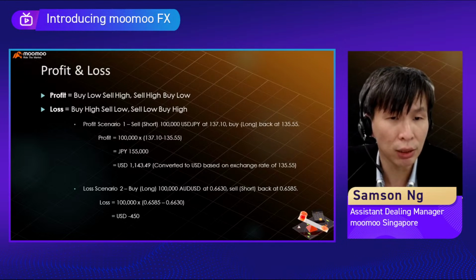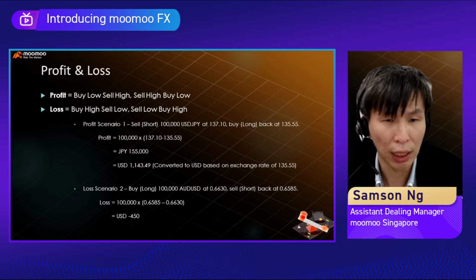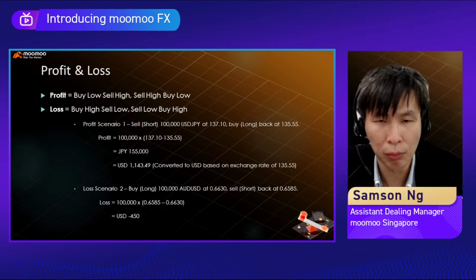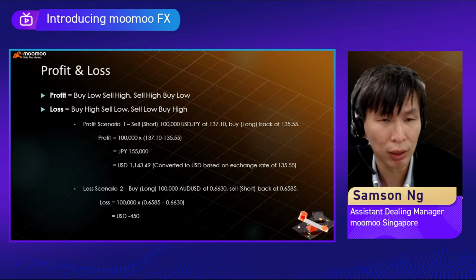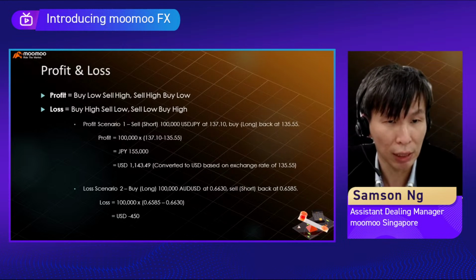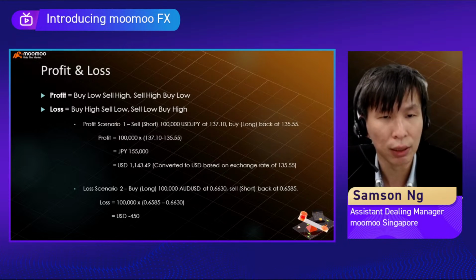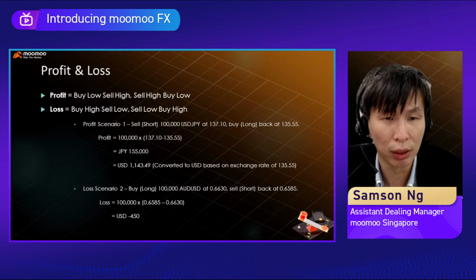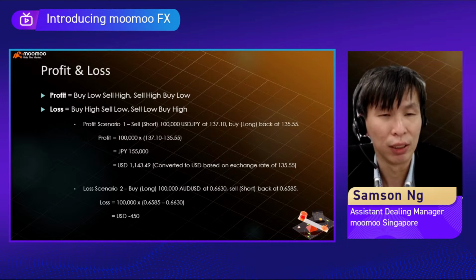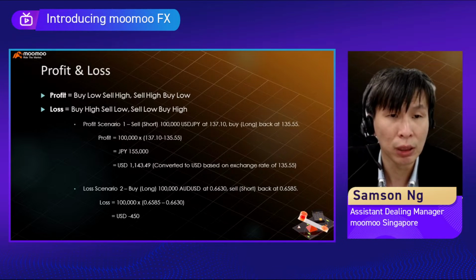And the second scenario is that you go long 100,000 AUD/USD at 0.663 and sell back at 0.6585. The formula is quite similar. You take the 100K times the difference between the bid and ask, and it will be equivalent to a loss of 450.